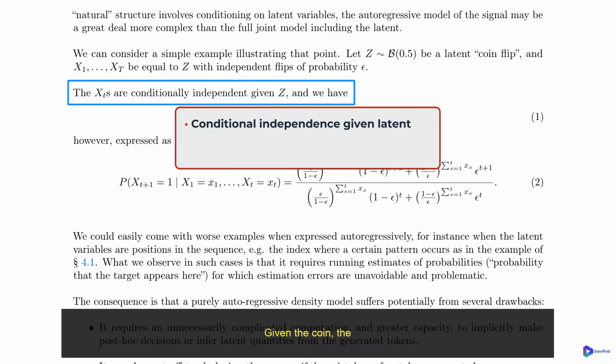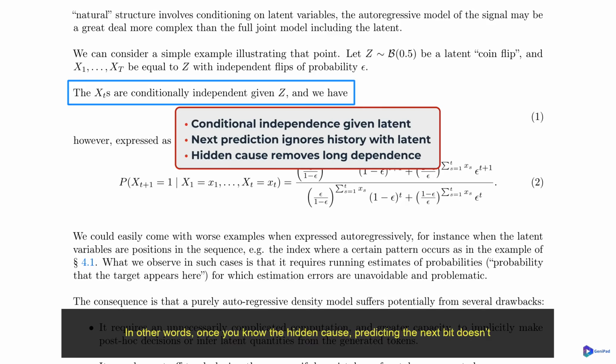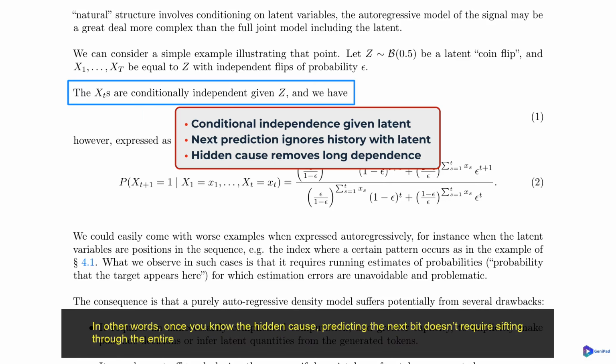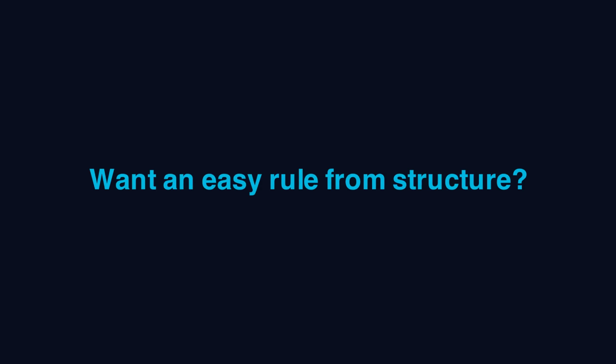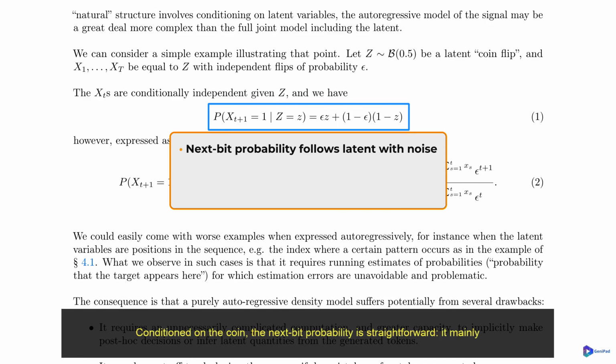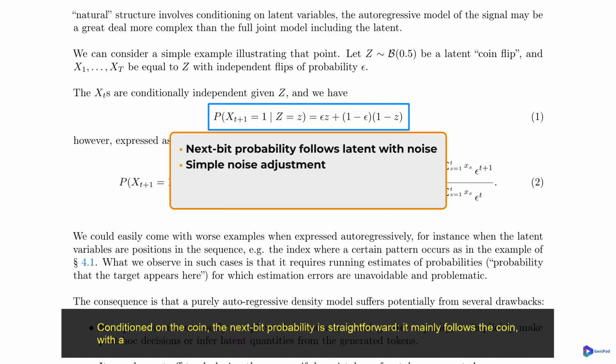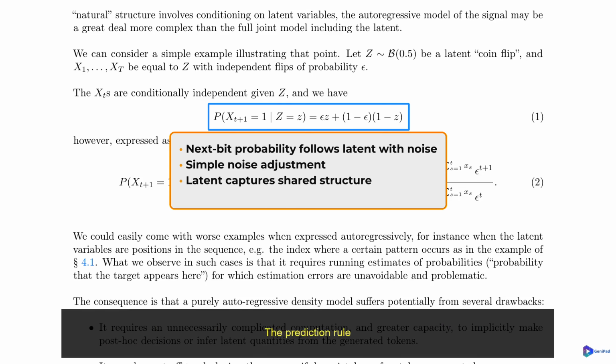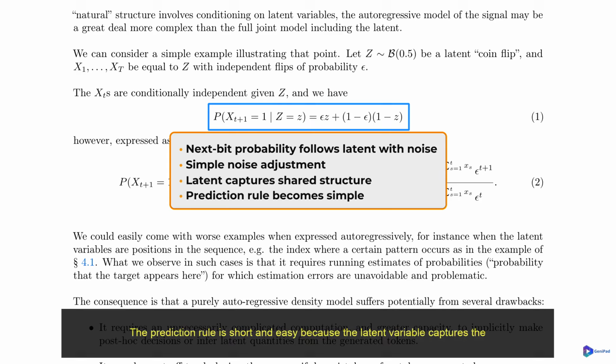Given the coin, the observed bits are independent. In other words, once you know the hidden cause, predicting the next bit doesn't require sifting through the entire past. Conditioned on the coin, the next bit probability is straightforward. It mainly follows the coin, with a simple adjustment for the noise rate. The prediction rule is short and easy because the latent variable captures the shared structure.